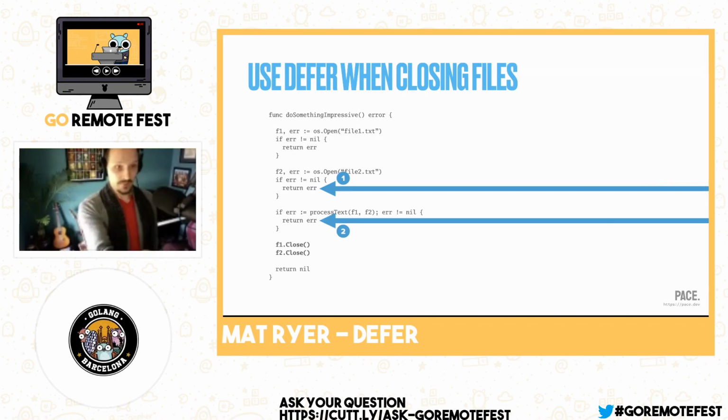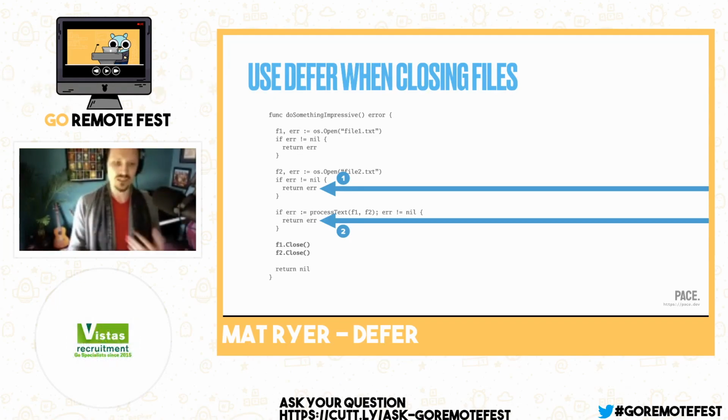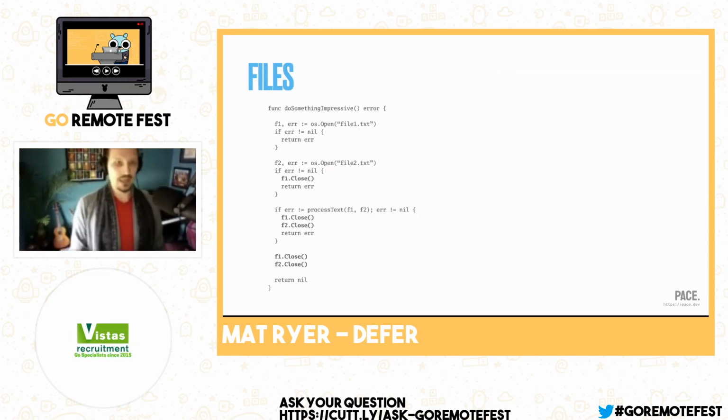So if at number 1 we exit there, we can't open file 2, then we've left file 1 open, and that's bad. You shouldn't leave files open. You should tidy up after yourself for lots of good reasons. And that's really where defer comes into play.